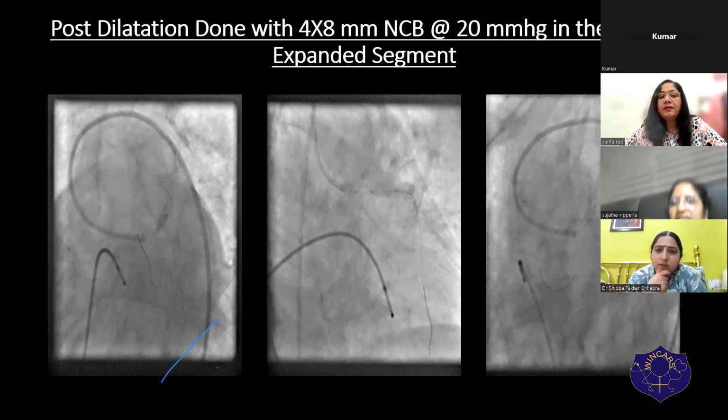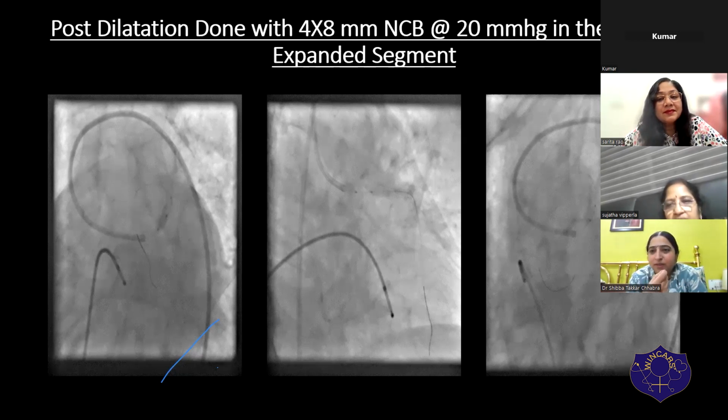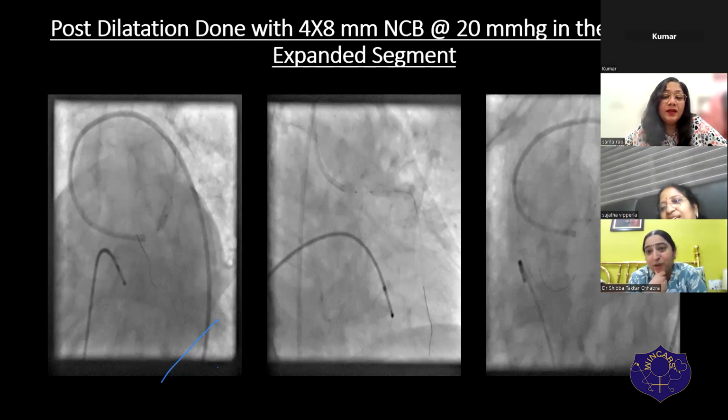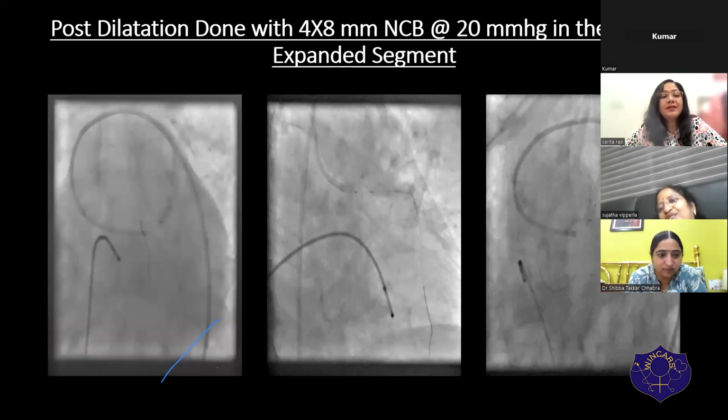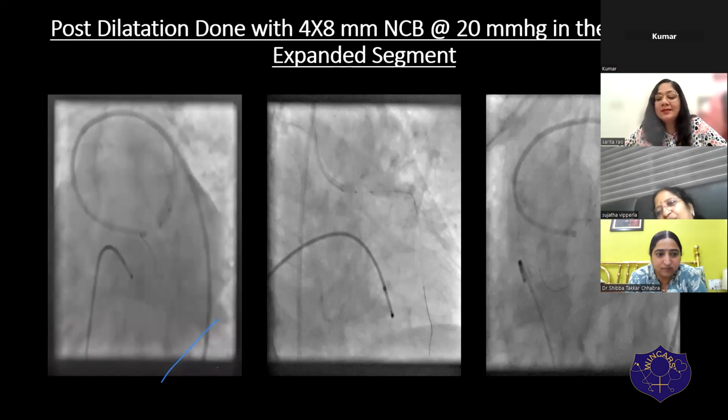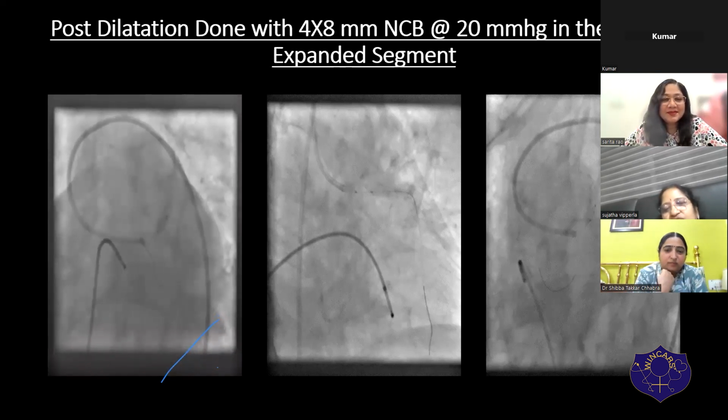How much was the landing zone, ma'am? How much was the landing zone at the ostium of the LAD? Because the way the lesion appeared, I was nervous about that. If you look at the caudal view, you'll find that we had a landing zone over there, which is why I'm nervous about that also, Sarita. Don't worry. I'm nervous about nailing the ostium.